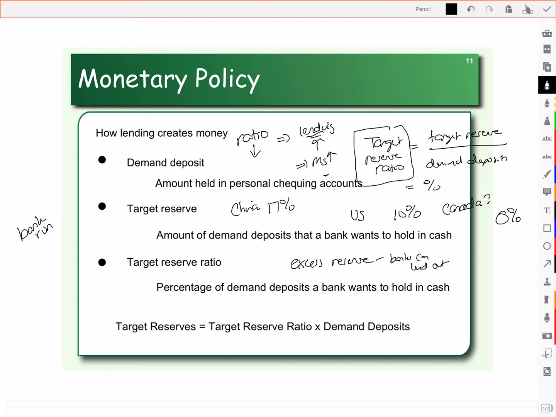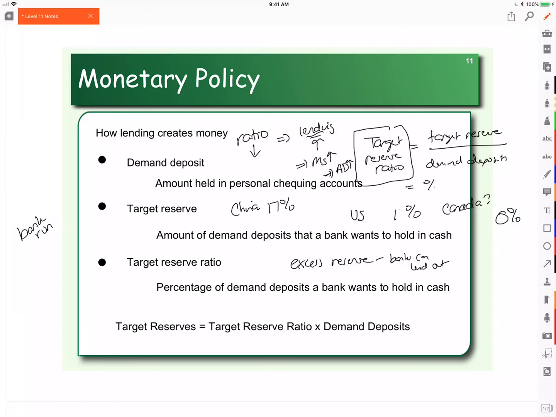So the whole reason for lowering the ratio to increase lending and increase the money supply is to increase aggregate demand. That is to get our economy spending and get the economy growing. So we have a target reserve ratio at 0% to encourage our economy to spend, to borrow, to grow. Now, let's look at how lending creates money and what is called the money multiplier.